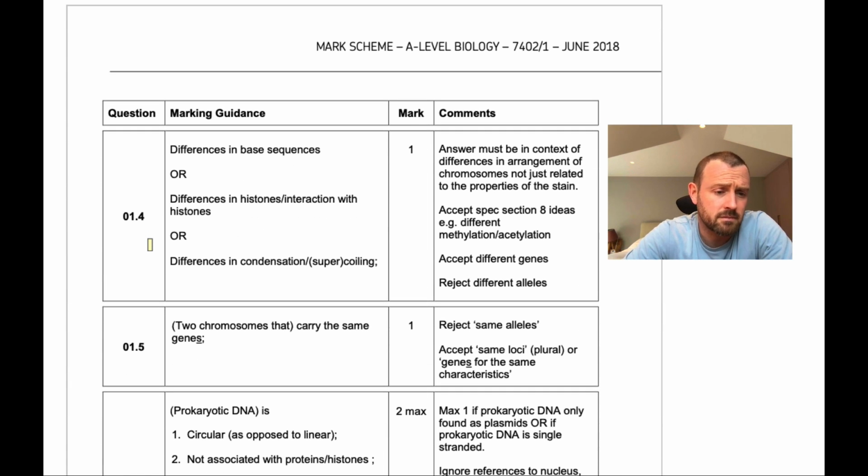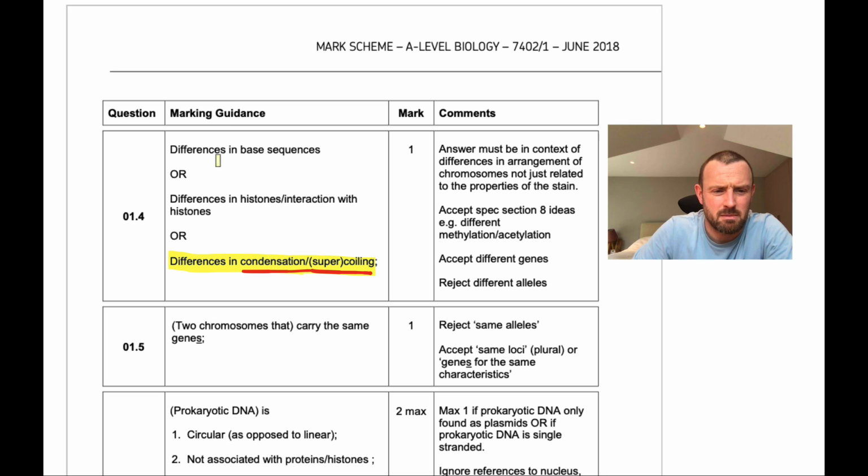Okay, well, my two answers were both correct, so I'm pretty pleased with that. So the first thing I said was the differences in condensation or supercoiling. Now, I didn't use the phrase supercoiling, I said tightly packed. So I think I would have got the mark for that, but maybe we should just make a mental note that when we're talking about the packaging of chromatin, we should talk about supercoiling or condensation. Some areas of the chromosome are more condensed or are more tightly supercoiled, I could have said.